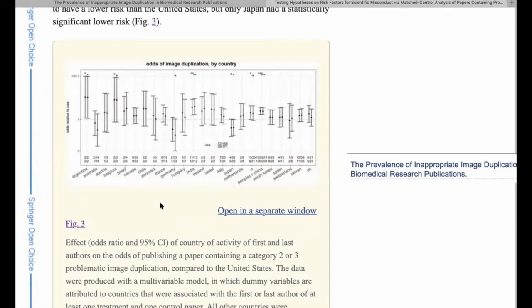This is by country of the first and last author. And first, this is compared to the odds. It's relative to the U.S. So 1 means like the U.S., and then up is worse and down is better. And well, first thing I'm noticing is that it looks like the U.S. is better than the average, because most of these points are above 1. There's a few exceptions, so I'll ask you if you have any comments about that.